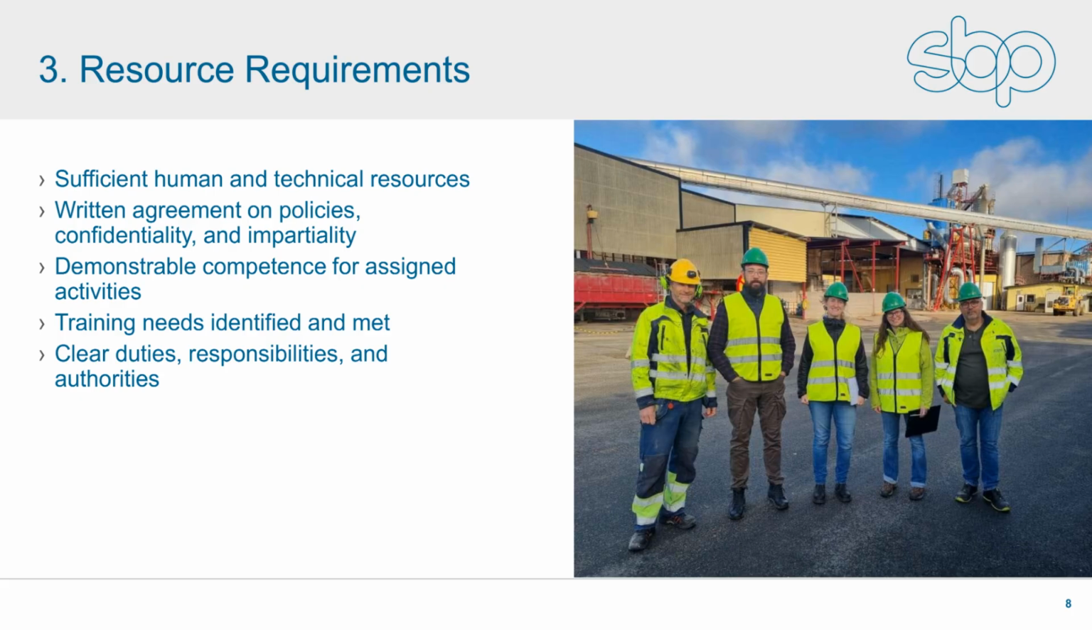Section 3 covers resource requirements. No changes in version 2.1. Briefly, the certification body must have sufficient human and technical resources to manage all certification activities consistently and to prescribed timelines. It must require auditors and technical experts to sign a written agreement committing them to its policies, confidentiality, and impartiality, and to notify the certification body of any prior relationship with an organization they may be assigned to evaluate.